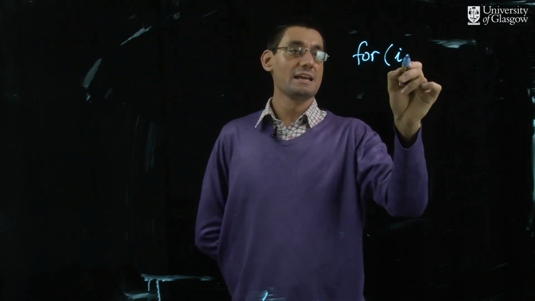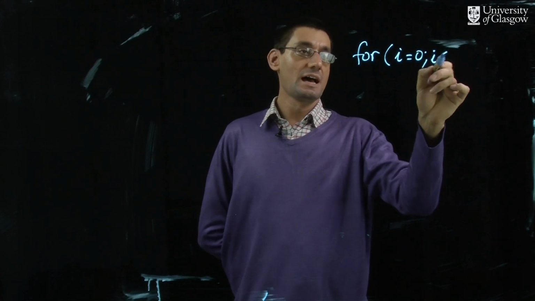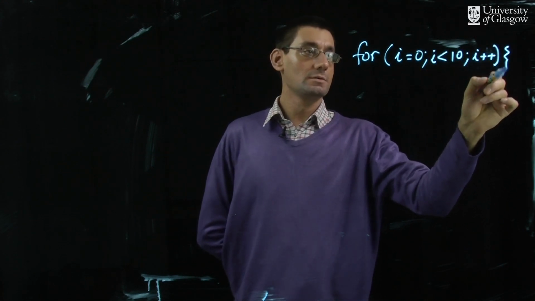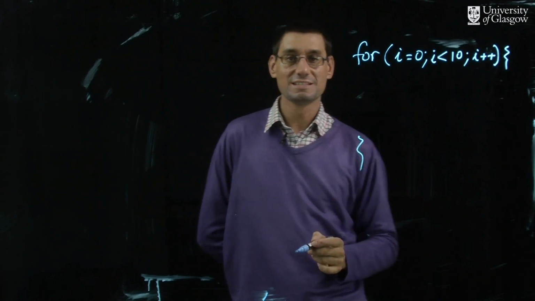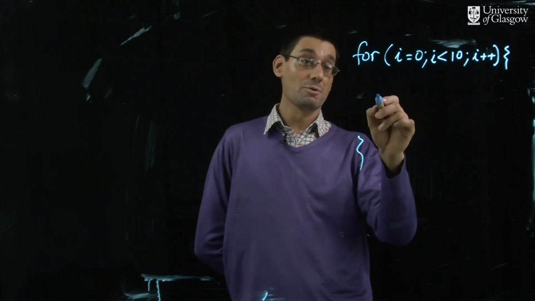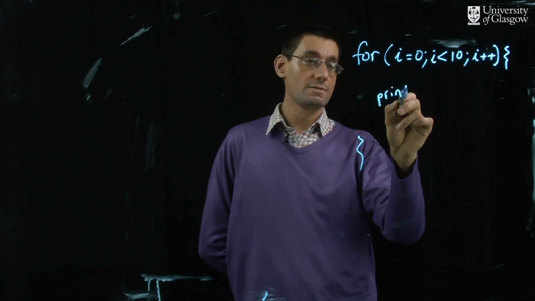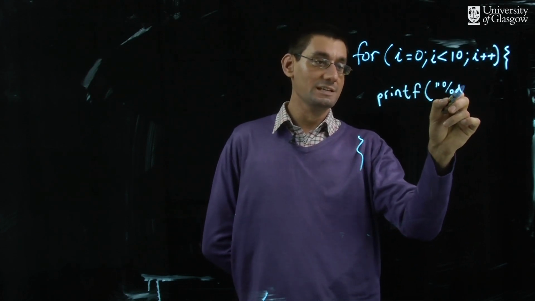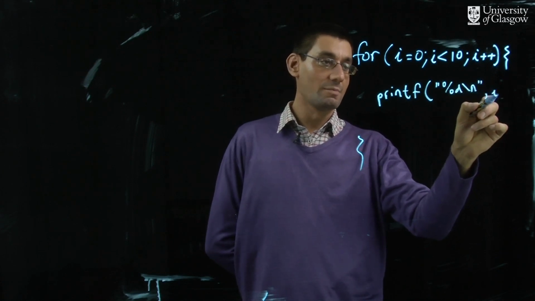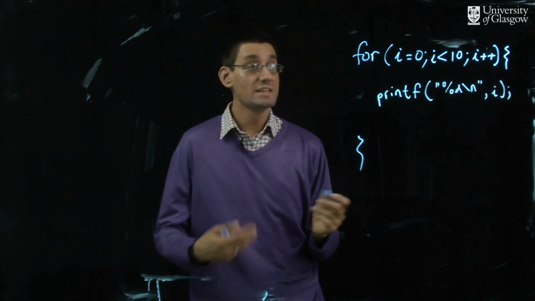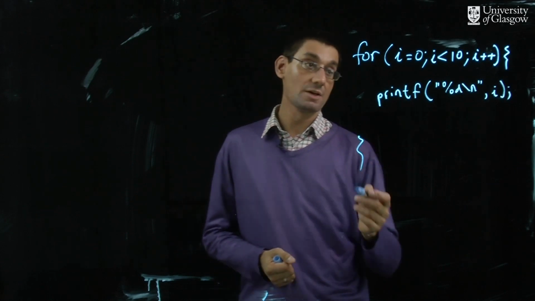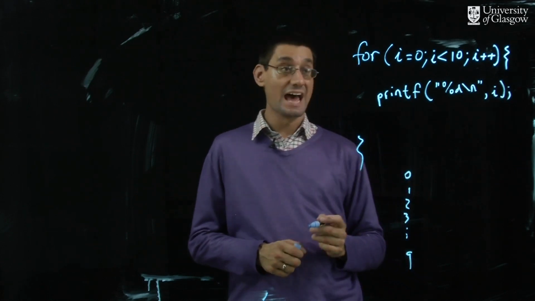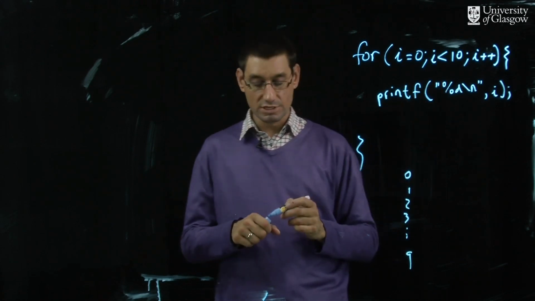Something like for i equals 0, i less than 10, i plus plus. Okay, this is C here perhaps, and then they want to say something like printf "%d\n", i. And this program here is going to print out the integers 0, 1, 2, 3, all the way down to 9. Okay, we don't include 10.